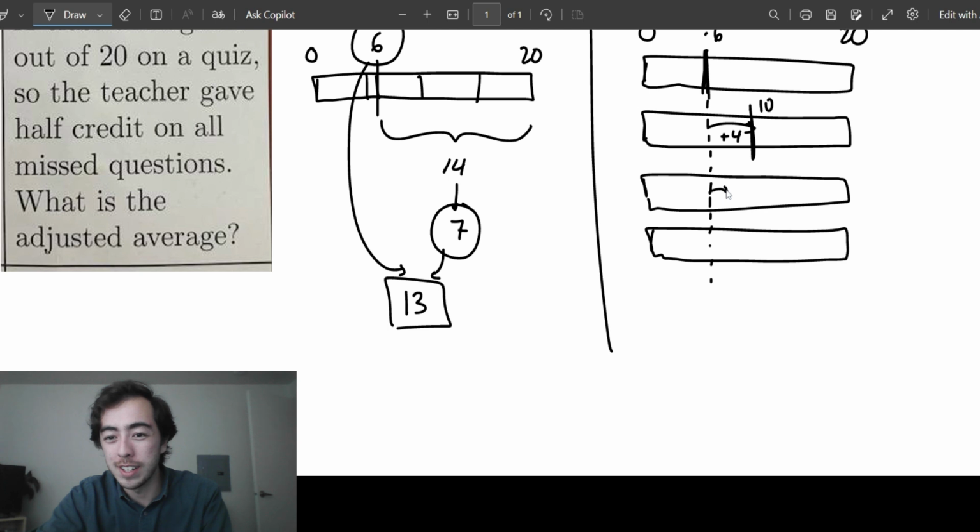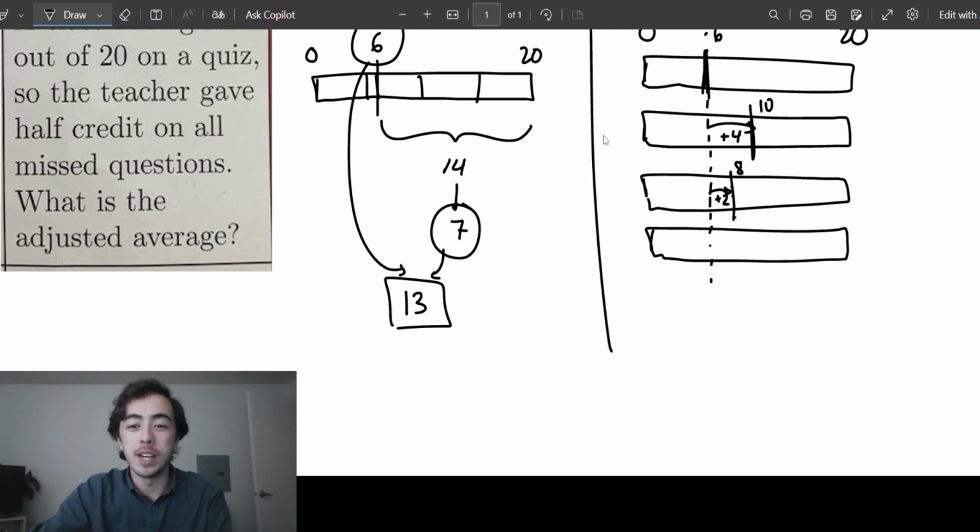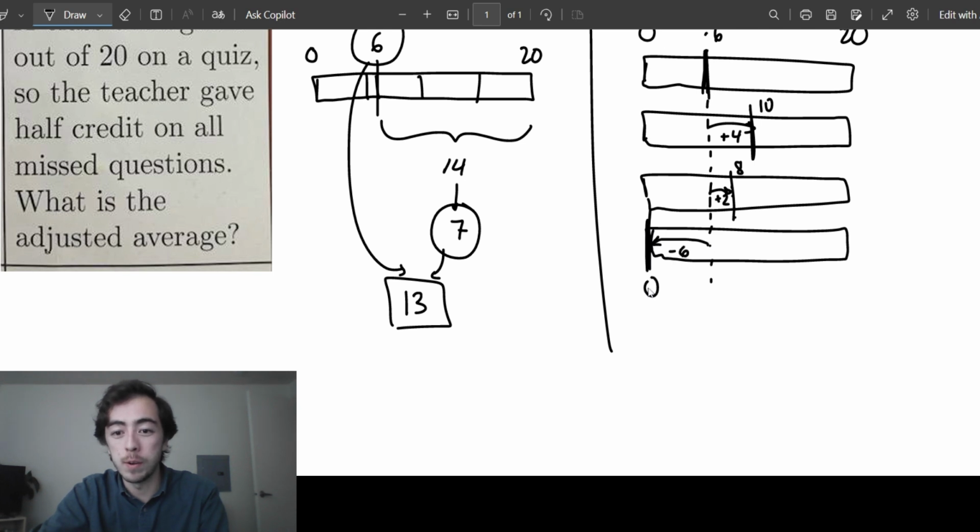So this kid goes from 6 to 8 now, so that's a +2. And so to make sure that everything stays balanced, to make sure our average still stays at 6, then this kid has to go -6, and then they scored a 0.